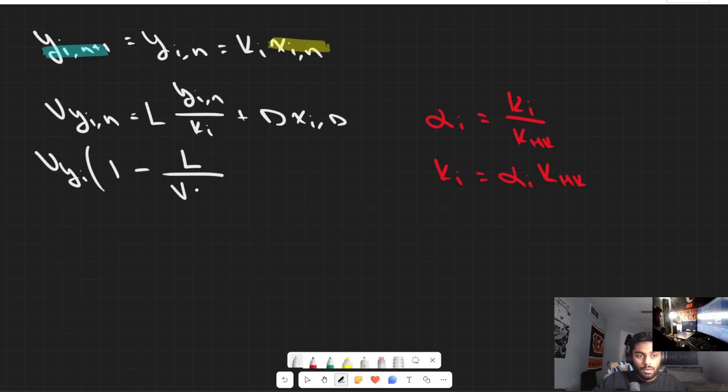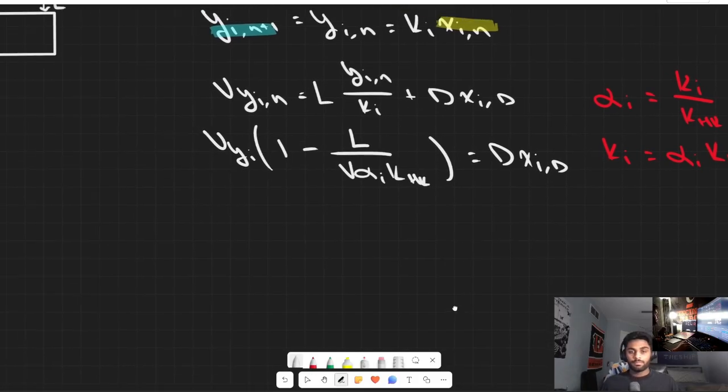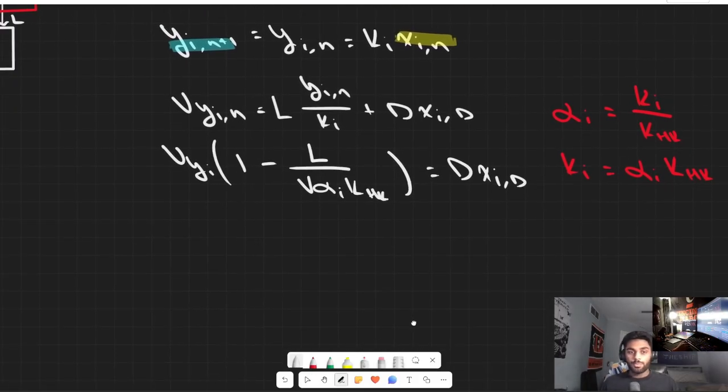So it's going to be our vapor flow rate times our relative volatility times the partition coefficient of the heavy key. And this obviously is going to be equal to our distillate flow rate times the liquid mole fraction of component I, of course, in the distillate. Now, at this point, I want to get this Vyi isolated by dividing over on both sides. So now I will get something like this.